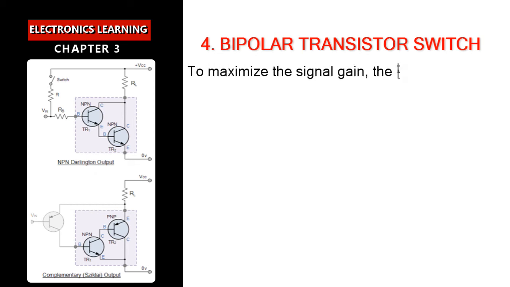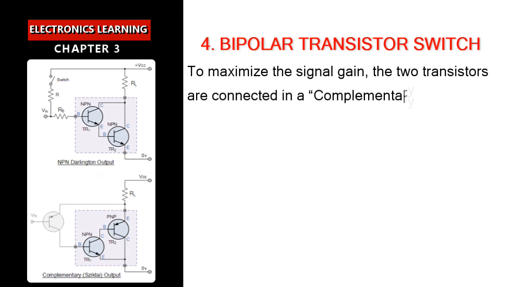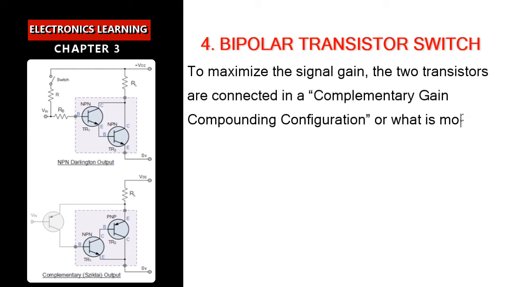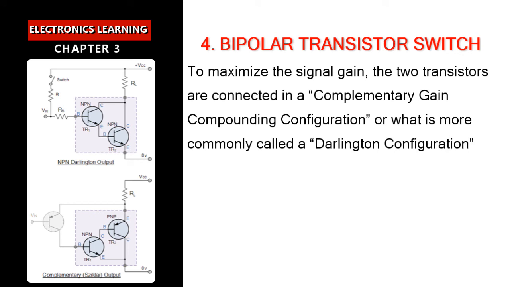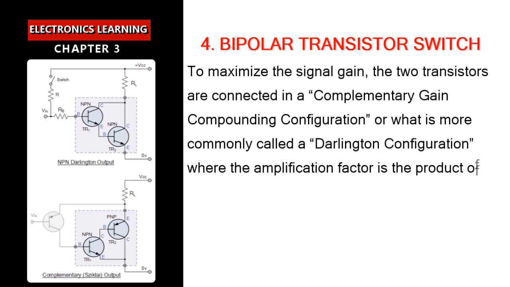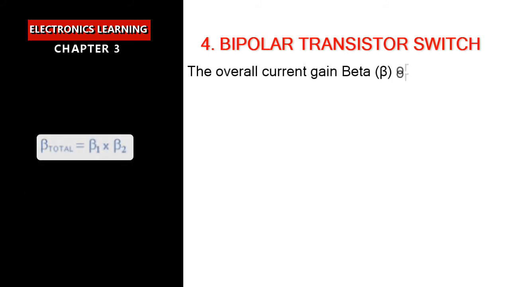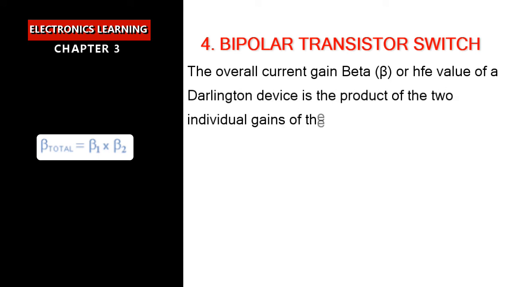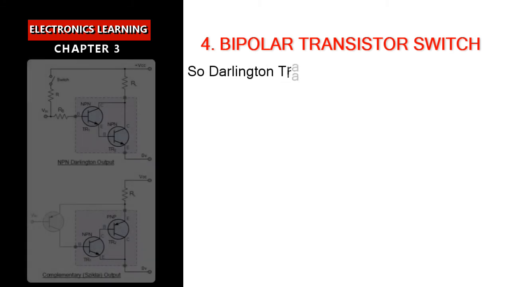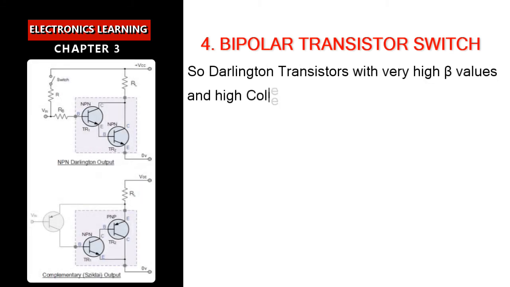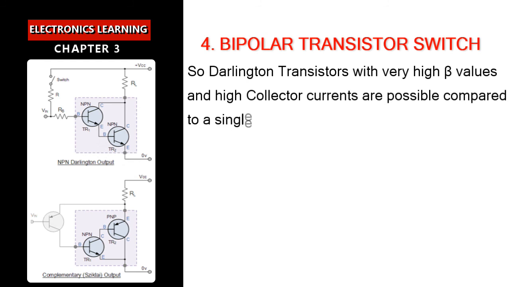To maximize the signal gain, the two transistors are connected in a complementary gain compounding configuration, or what is more commonly called a Darlington configuration, where the amplification factor is the product of the two individual transistors. The overall current gain beta, or hFE value of a Darlington device, is the product of the two individual gains of the transistors and is given as shown. So Darlington transistors with very high beta values and high collector currents are possible compared to a single transistor switch.